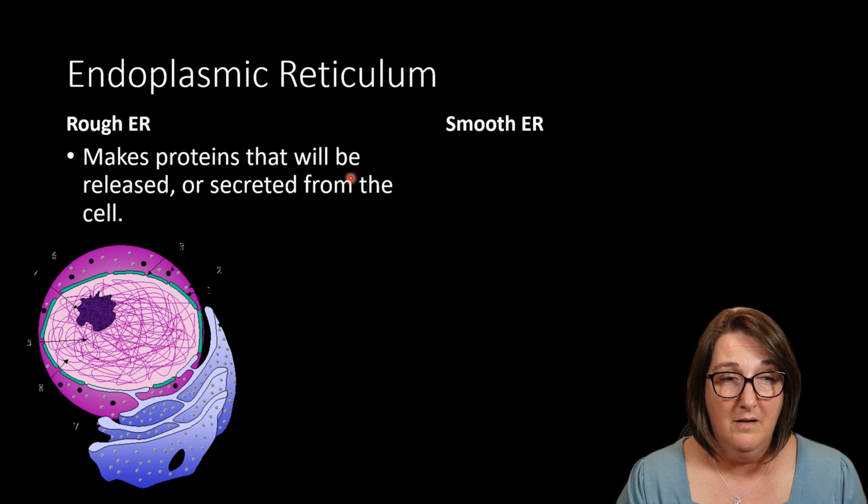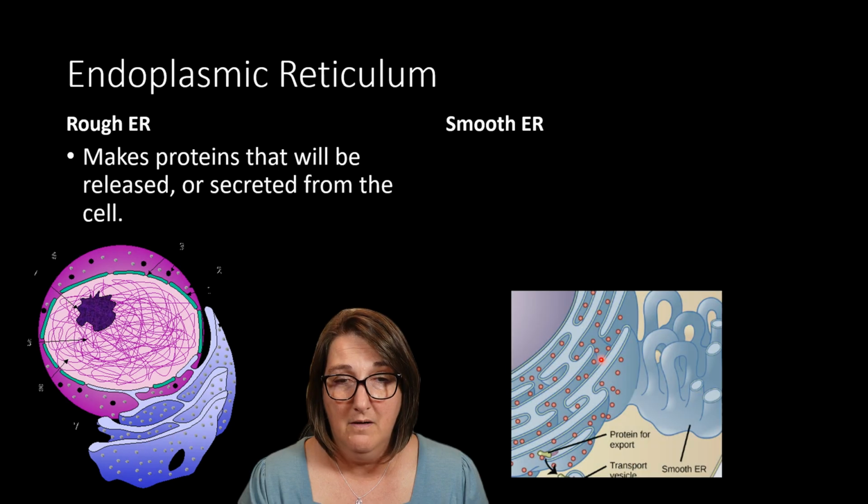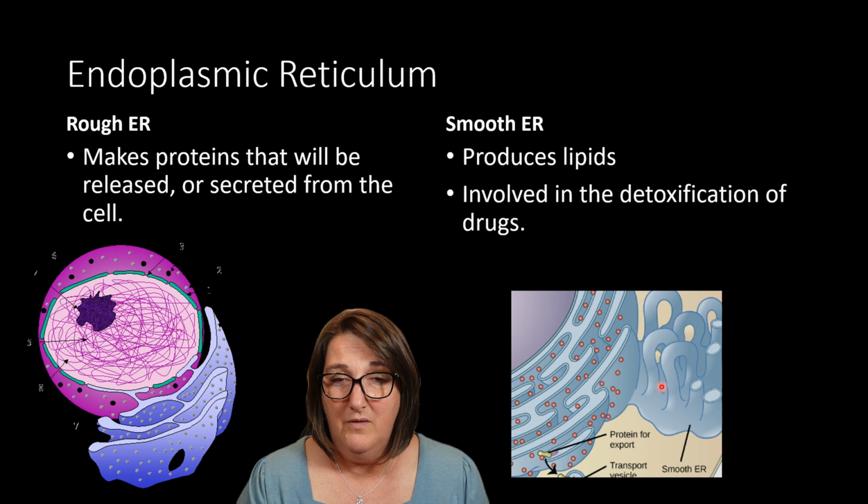The smooth ER does not have those ribosomes. So here I have the rough ER. See all those little dots on my little ribosomes? This one does not. So the smooth ER has a different function. This one's going to produce lipids. It's going to be involved in detoxification. Drugs and certain types of compounds will get broken down inside of this. So if you take Tylenol or some type of medicine, your body's going to try to break it down into a friendlier thing.